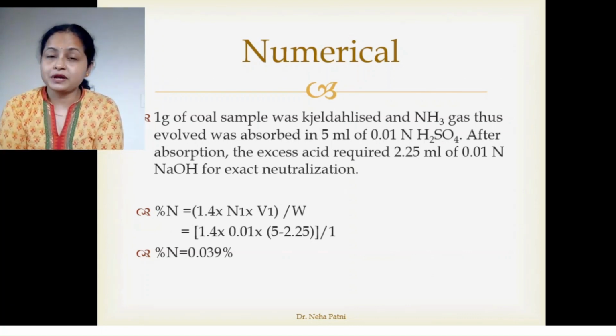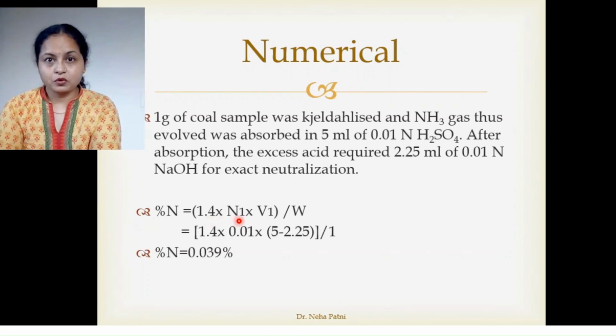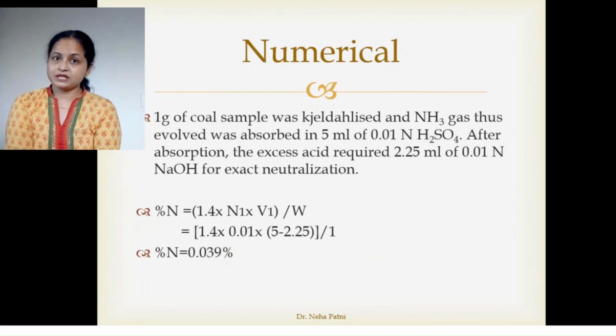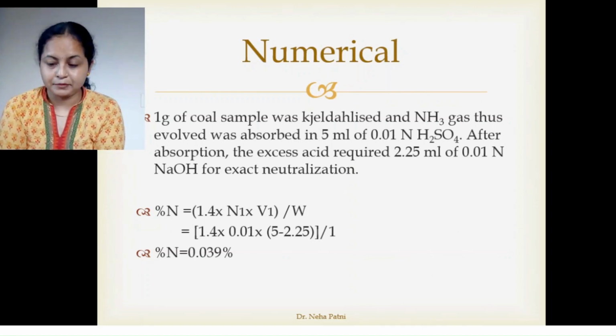Now if I ask you to find out the nitrogen for that sample, what you will do is written here. 1.4 into N1, where N1 is normality, which is given as 0.01. And then V1, the amount used up, 5 minus 2.25. Divide by W, the sample weight, which is here 1 gram. So overall, if you calculate this, you will get the percentage nitrogen to be around 0.039. So simply by using this formula, you can easily calculate the percentage nitrogen present in a sample.